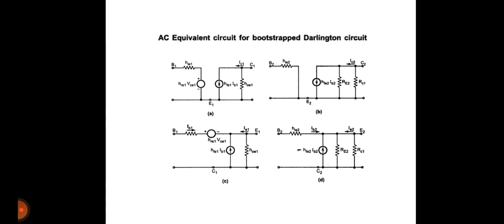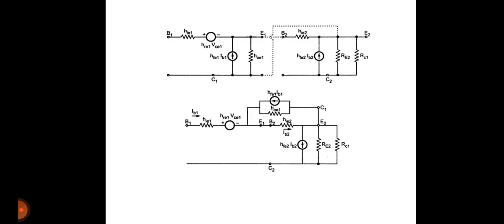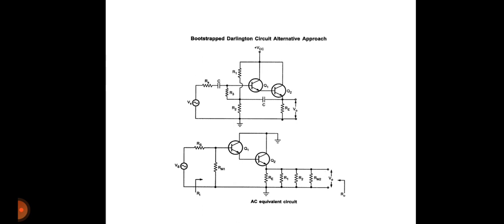So AC equivalent circuit for bootstrapped Darlington. After replacing with its AC equivalent, these are the circuits shown in figure. Bootstrapped Darlington circuit, alternate approach. Okay, so this is another way to find out current gain, voltage gain, input resistance and output resistance.